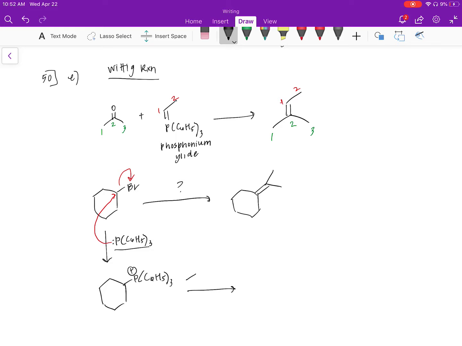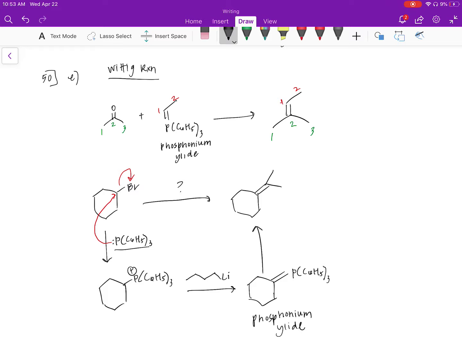There's one more step: you have to add butyl lithium. That's going to give us the phosphonium ylide here, which is what we started with in the example that I gave you above. I just didn't show you how to produce it. So these steps that I've drawn so far are just how to produce your phosphonium ylide.